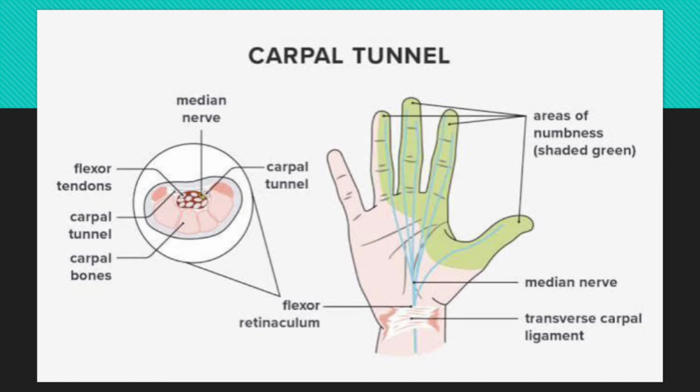Then this is a figure which is showing you the carpal tunnel, in which the flexor retinaculum makes the superior border, then the carpal bones form the inferior border. And here you can see that when the median nerve is compressed, then this would cause numbness in the thumb, index finger, middle finger, and the thumb side of the ring finger.